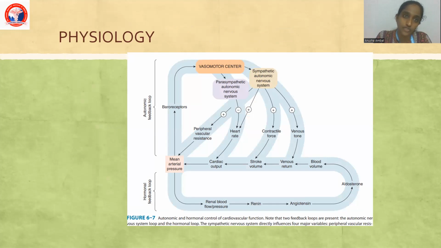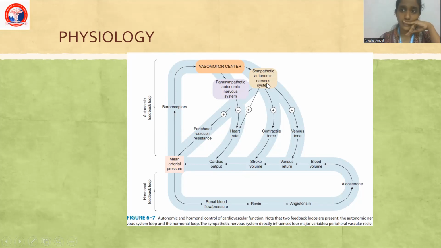So what is the major physiology? Not to say this is the full physiology, but the major physiology, with cardiovascular function, is covered in this slide. Whenever the mean arterial pressure is low, the baroreceptor will get stimulated. It will stimulate the vasomotor center. The VMC in turn will stimulate the sympathetic nervous system and inhibit the parasympathetic nervous system.